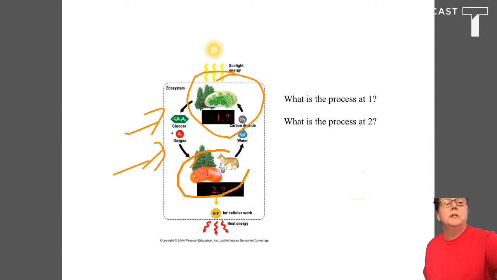Within the mitochondria, that glucose energy is going to be metabolized, going to be used in order to release ATP energy that's going to be used for cellular work. And some of the excess energy is going to be released as heat. That's part of what's keeping your body warm.